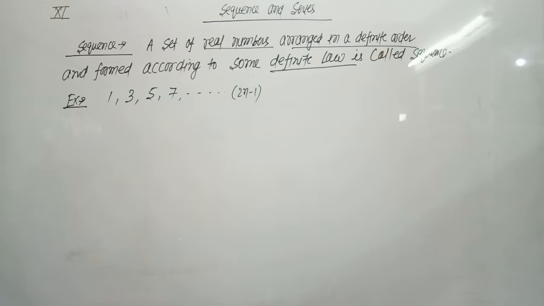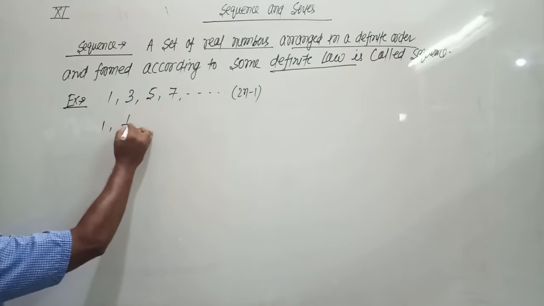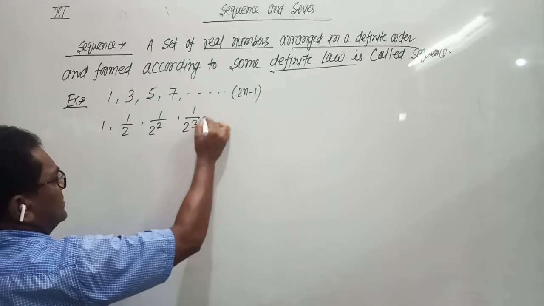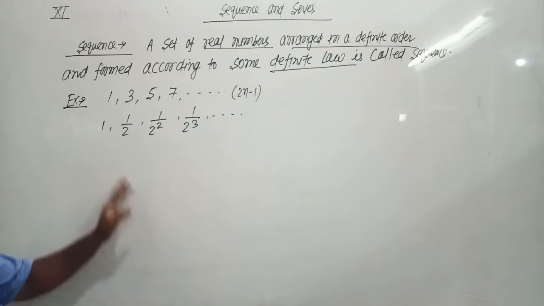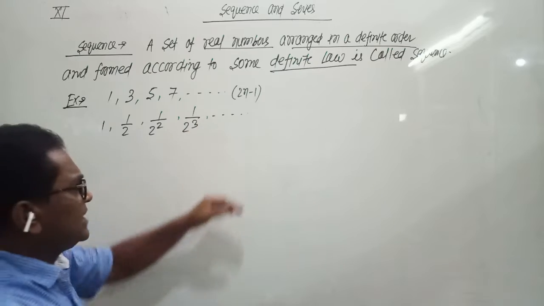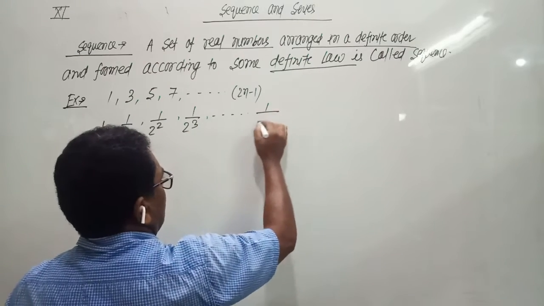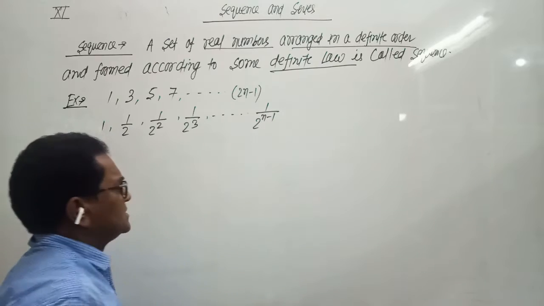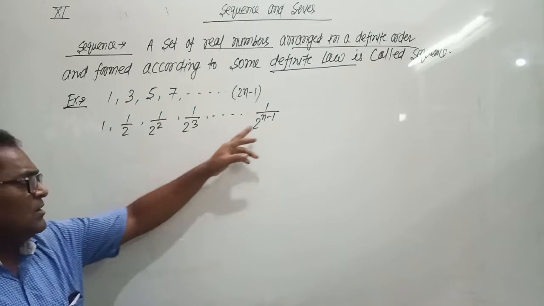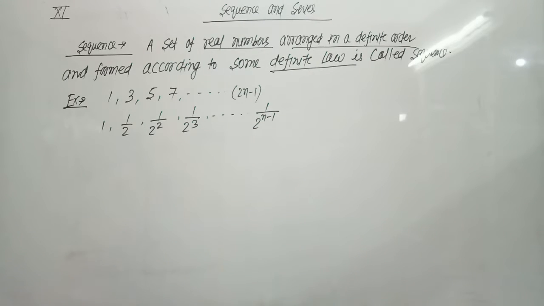Next example is 1 by 2, 1 by 2 square, 1 by 2 raised to the power 3, and so on. This is also arranged in a definite order, and the definite law is 1 upon 2 raised to the power n minus 1. When we put n equals 1, we get the first term. When we put n equals 2, we get the second term. And when we put n equals 3 and so on, we get the corresponding terms.